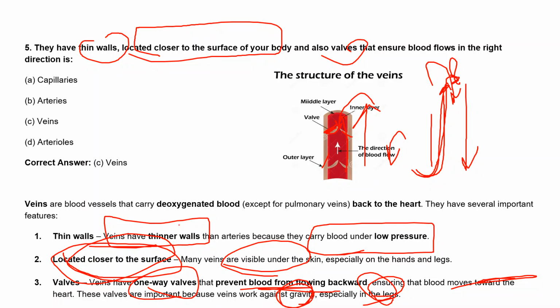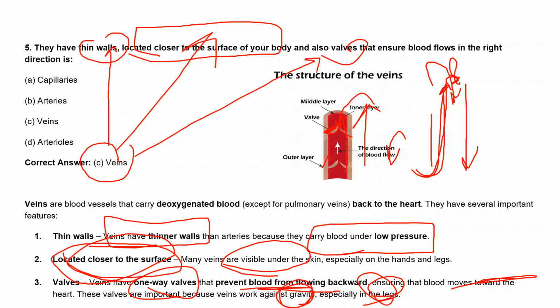The right answer is the vein. Veins have thin walls, and they are located closer to the surface of our body, and also they have valves that ensure the blood flows in the right direction.